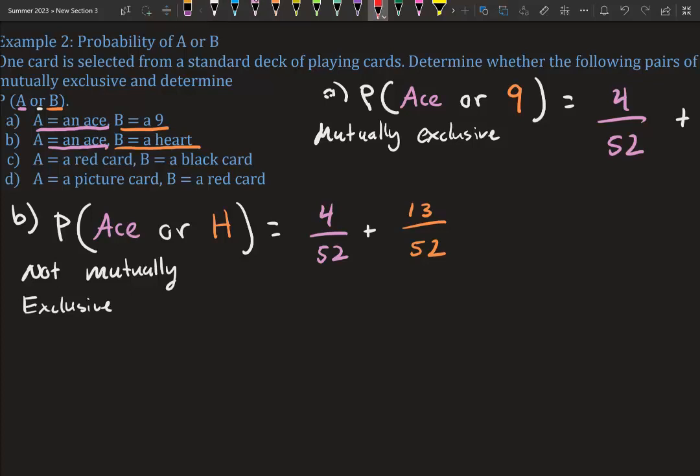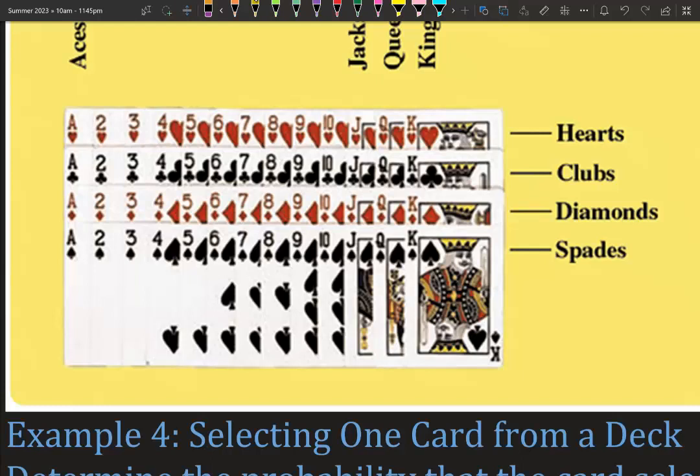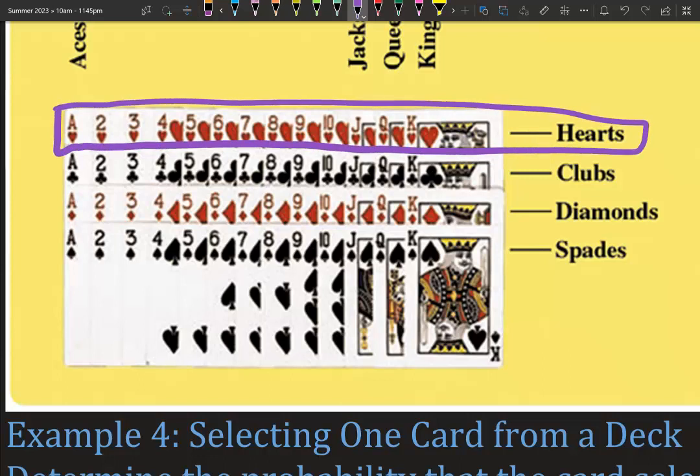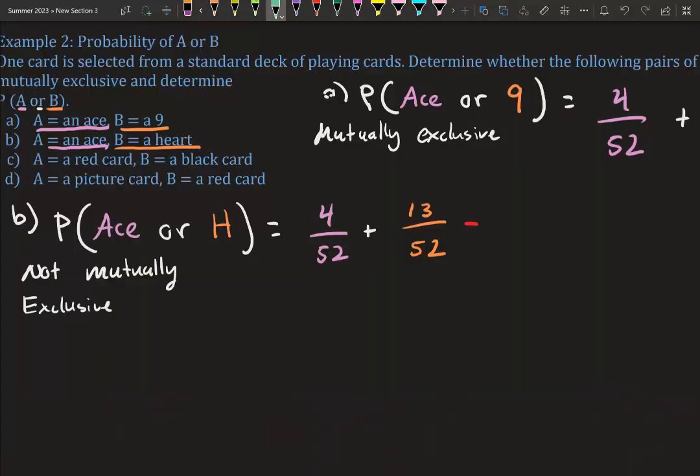So we actually need to take something out, because there's an ace that is a heart card. If we go back to our deck of cards, we're looking for an ace or a heart. If we look at all of our heart cards, they are right here. We want "or." This is not "or." That's an "and." That's an ace and a heart card. So we're not allowed to have that. Since we're not allowed to have that, we need to take it out. We only need to take out 1 out of 52 cards. Only one of them is not allowed.